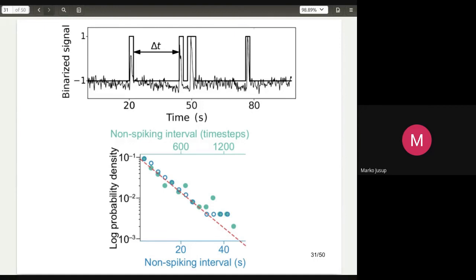For example, we binarized both empirical signals and signals that we get from the model. We looked at this delta t shown in the upper panel. It's called the non-spiking interval. So this is essentially a time when the activity of the network, or activity of real beta cells, is relatively low. And when we look at the distribution of these non-spiking intervals, what we have from the model and what we have empirically really matches nicely.